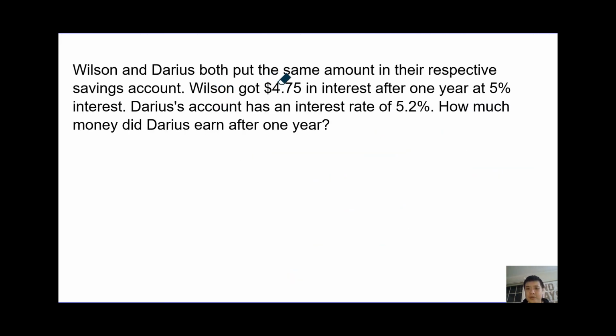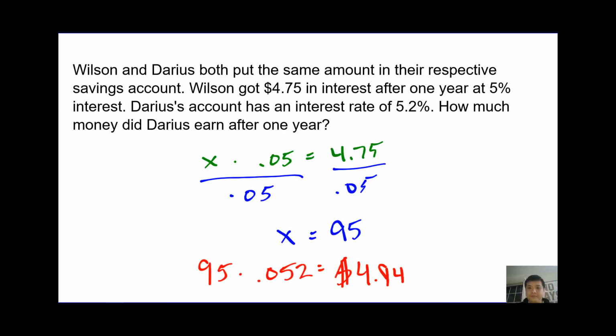Wilson and Darius both put the same amount in their respective savings accounts. Wilson got $4.75 in interest after 1 year at 5% interest. Darius' account has an interest rate of 5.2%. How much money did Darius earn after 1 year? Go ahead and try this one out on your own. What you should have found was that he earned $4.94, because the original amount he put in was $95, because $4.75 is 5% of 95.